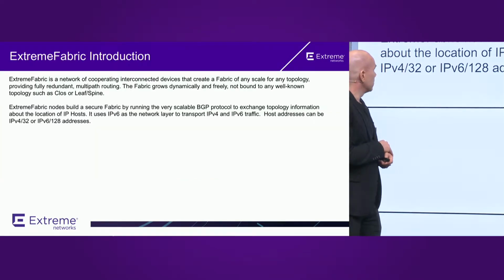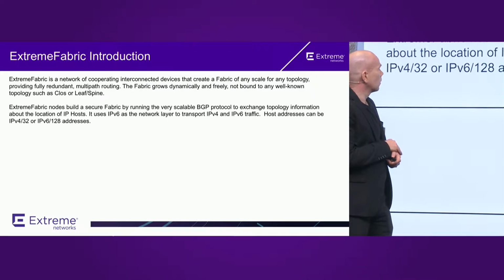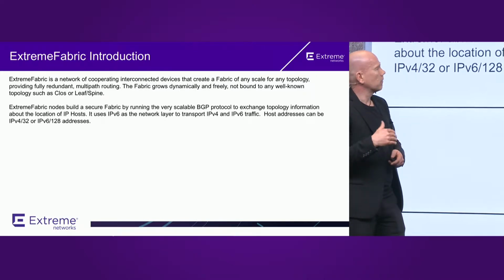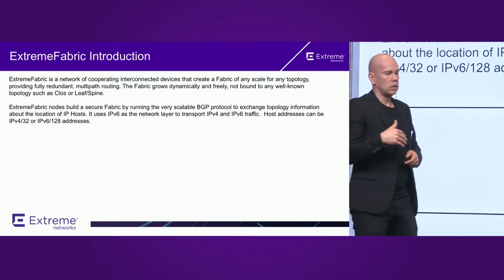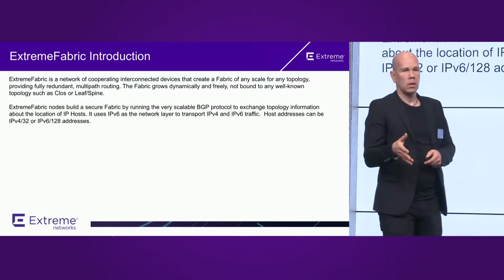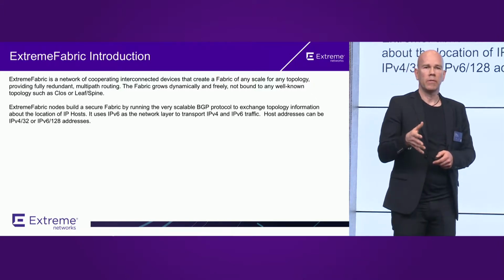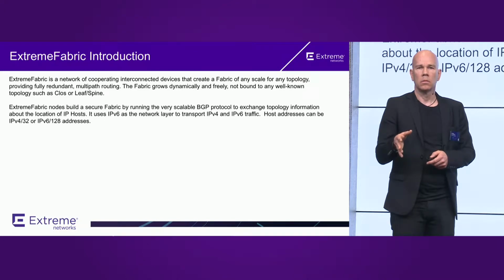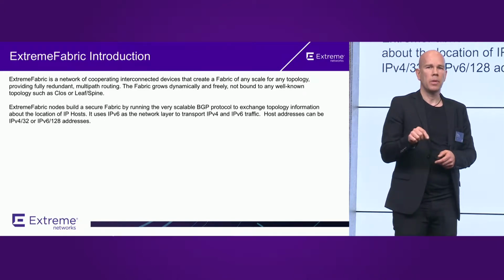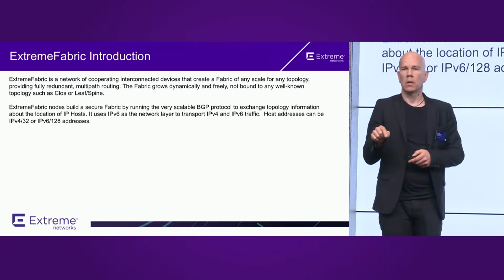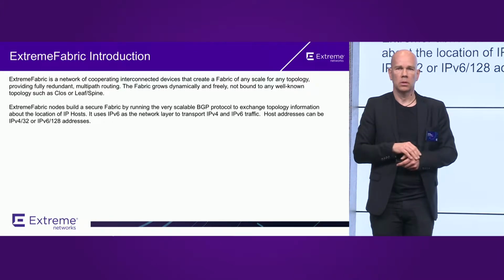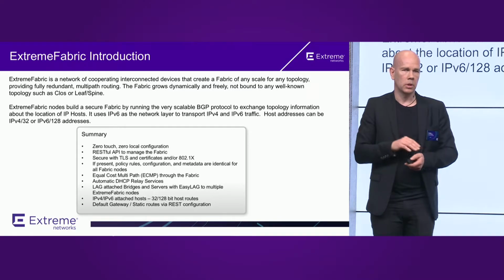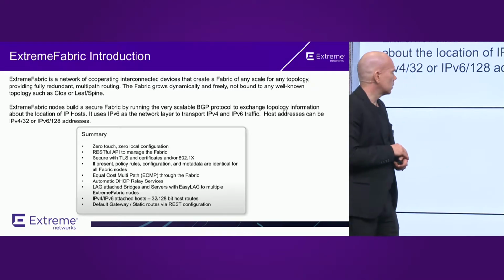On a high-level definition, ExtremeFabric is a network of cooperative interconnected devices that create a fabric of any scale for any topology. It provides fully redundant multipath routing, and the fabric itself is based on host routing. So this is a key. It's a layer 3 fabric based on host routing, which means that it's /32 or /128, depending on IPv4 or IPv6. So this is the high-level definition of the fabric. This is pretty abstract so far, but let's look at the summary for this one.